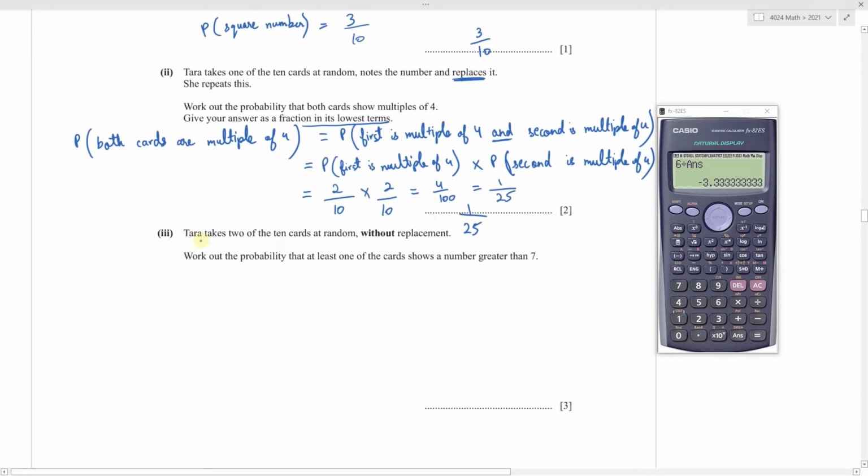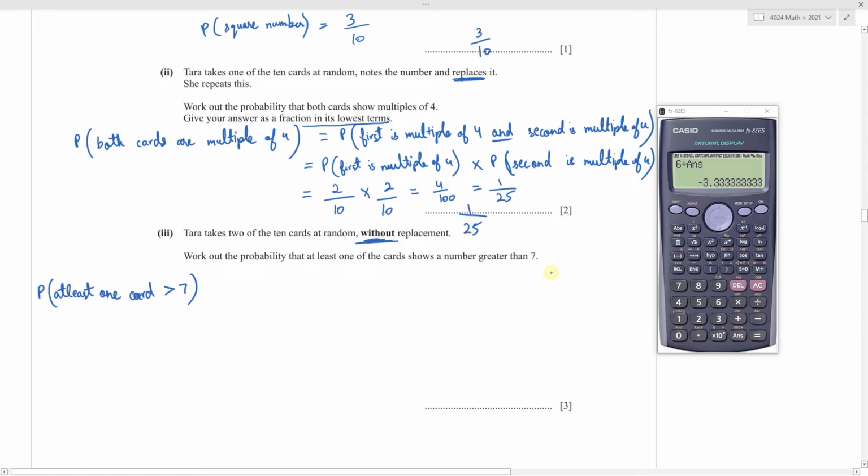Part C is Tara takes 2 of the 10 cards at random. So now this time without replacement, work out the probability that at least one of the cards shows a number greater than 7. So you have to find the probability that at least one card is greater than 7. So you're picking two cards. What are the possible outcomes in which you have one card that is greater than 7?